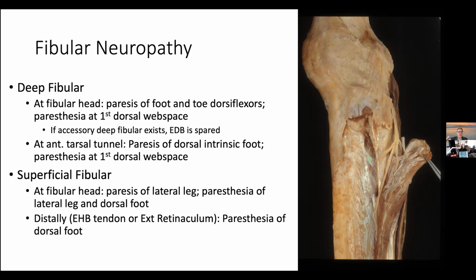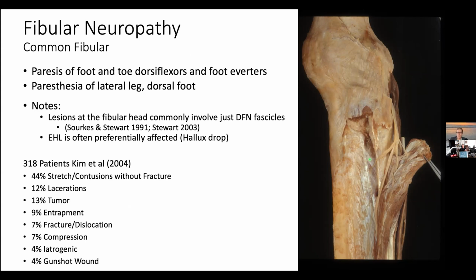Let me interrupt you there, because I think that's a really important clinical nugget for people watching this. The EHL is by far the most commonly and most early affected muscle if there's a common fibular injury. They can have almost completely 5 out of 5 normal strength for tibialis anterior and extensor digitorum longus, but they may have a 1 or 2 out of 5 EHL. And so it's a really great muscle to test, because it's like the canary in the coal mine.